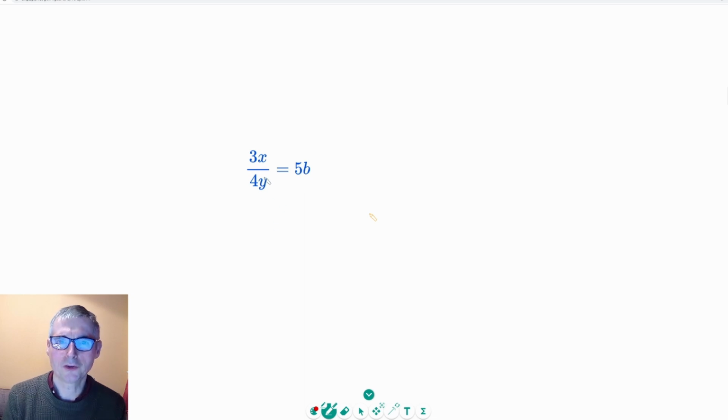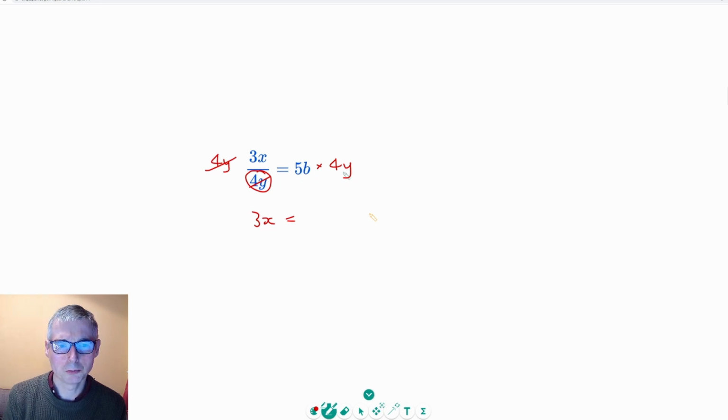So the first thing I'm going to do to get the x on its own is get rid of this 4y. To do that, I've got to times both sides by 4y. That's because the 4y there will cancel with the 4y on the bottom line. So having done that, I'm left with 3x on the left, and on the right hand side I've got 5b times 4y.